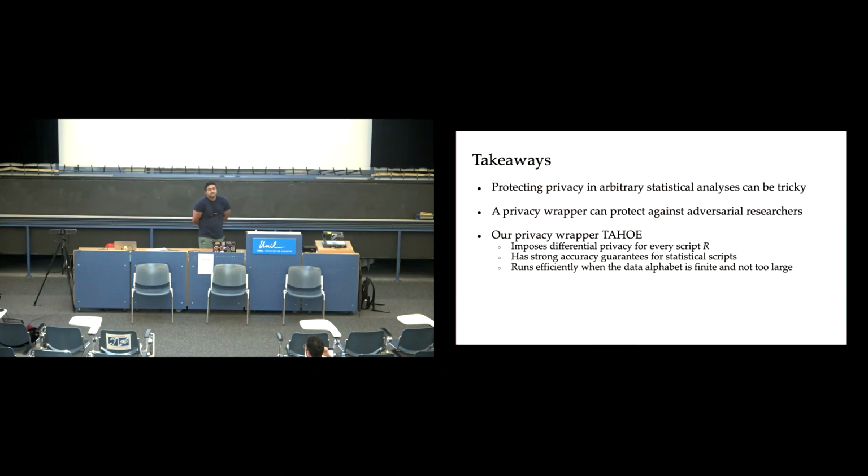So in conclusion, if we want to actually create a privacy wrapper that can work for arbitrary statistical analyses, we have to be careful because adversaries can be really creative and really sneaky. And our privacy wrapper imposes differential privacy, has strong accuracy when we talk about statistical scripts, and can run efficiently when our data alphabet's small, kind of medium, but definitely finite.